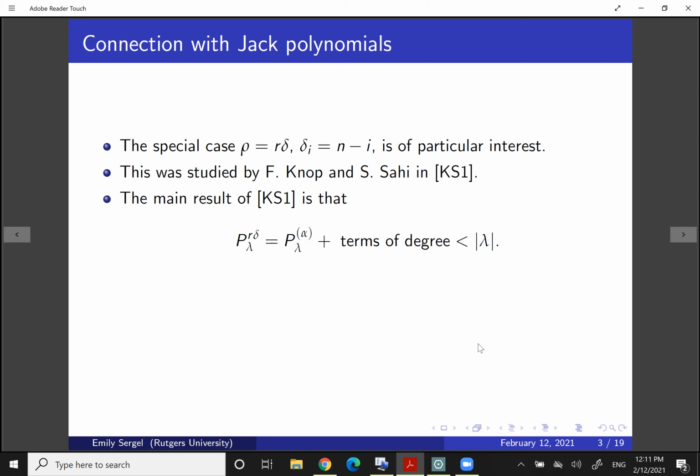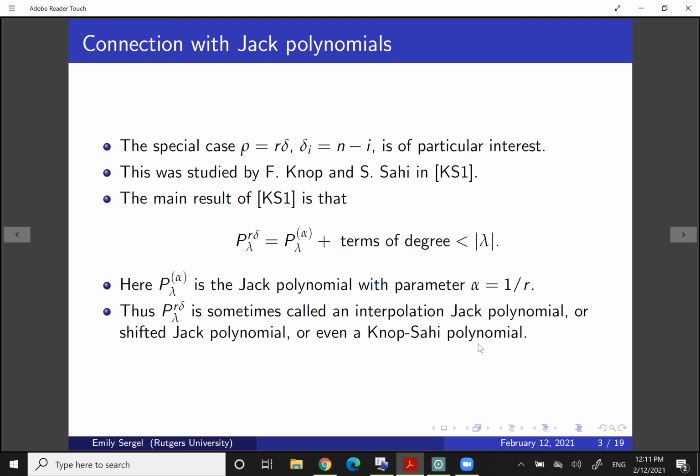And their main result was that the top coefficient, if you just look at all the top degree terms, you get the Jack polynomial with parameter 1 over r. And we're going to use alpha and 1 over r interchangeably throughout the talk. And so because of this top component being the Jack polynomial, these are sometimes called interpolation Jack polynomials or shifted Jack polynomials or Knopp-Sahi polynomials.